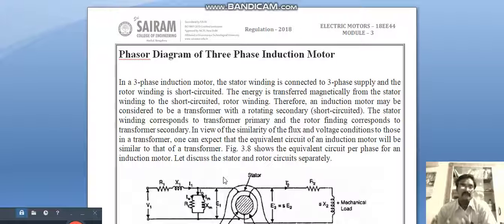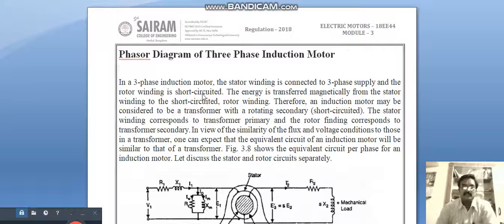So we are not supplying any voltage to the rotor, and it works on the mutual induction principle only, just like the transformer. That's why we call the three-phase induction motor also a rotating transformer. Now we see the phasor diagram of the three-phase induction motor.